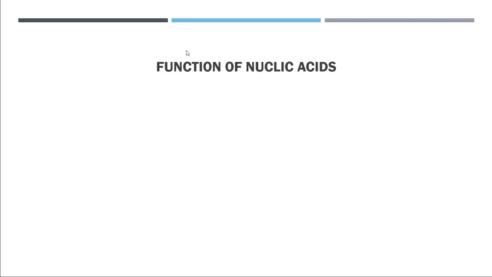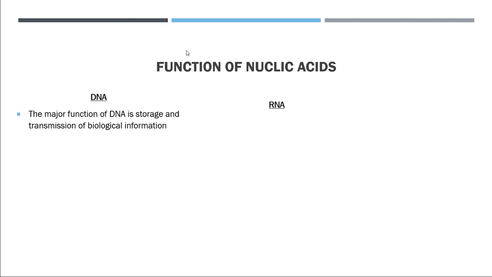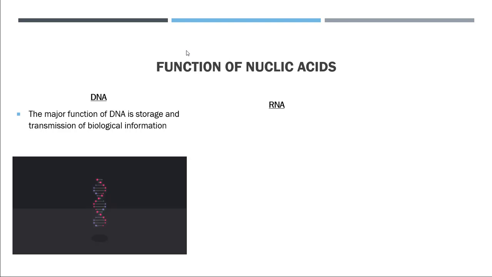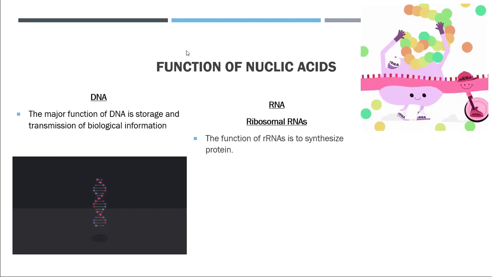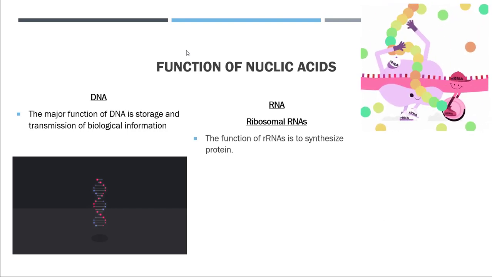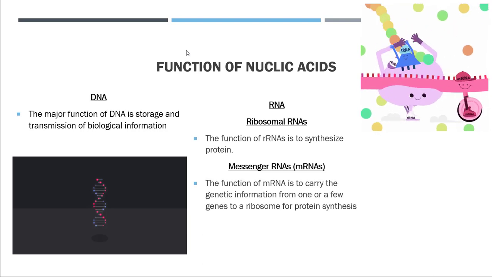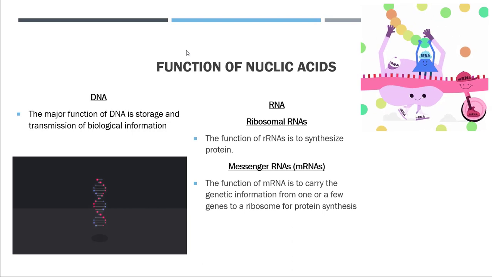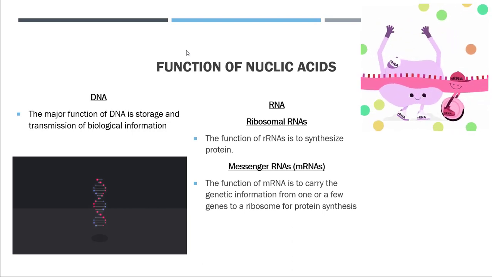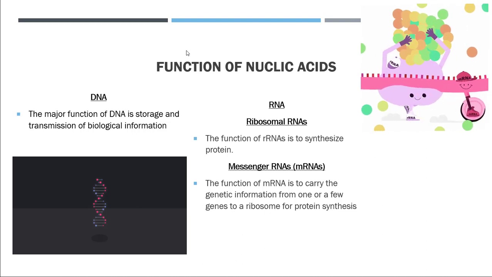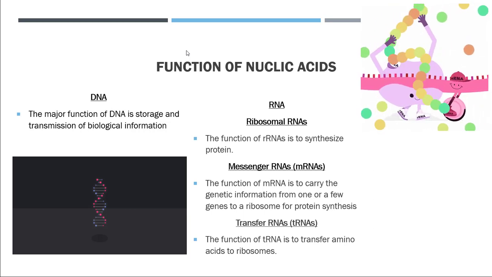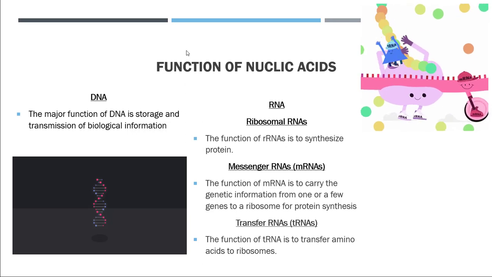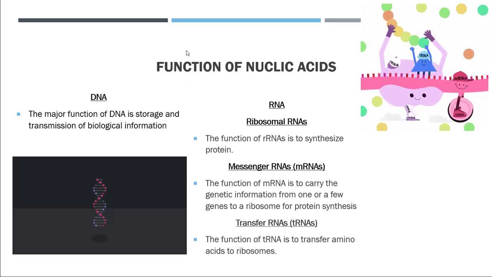Okay, next is the function of nucleic acids. We have DNA and RNA. The major function of DNA is storage and transmission of biological information. But for RNA, we have 3 different kinds of RNA. The function of ribosomal RNAs is to synthesize protein. The function of messenger RNA, that is mRNA, is to carry the genetic information from one or few genes to ribosomes for protein synthesis. And the function of transfer RNA is to transfer amino acids to ribosomes. Okay, so that's the basic function of nucleic acids.